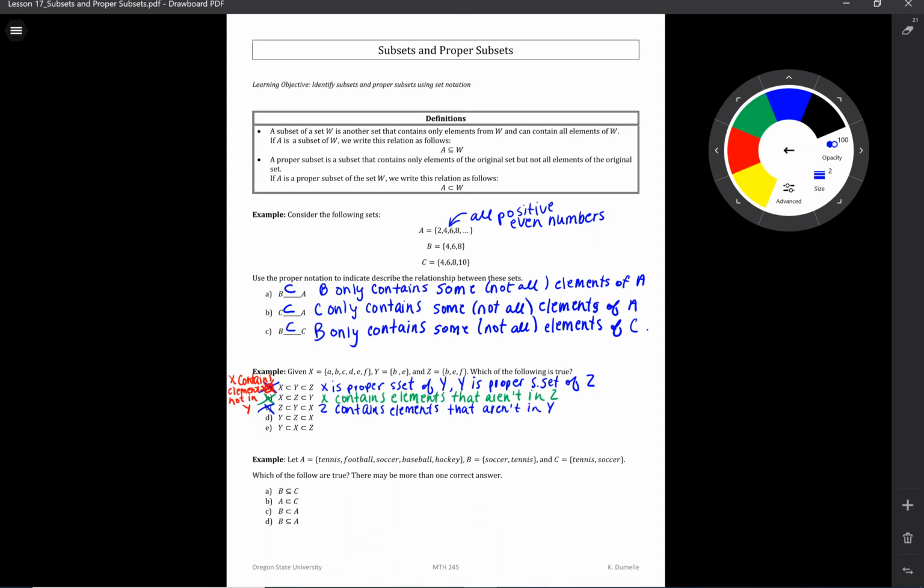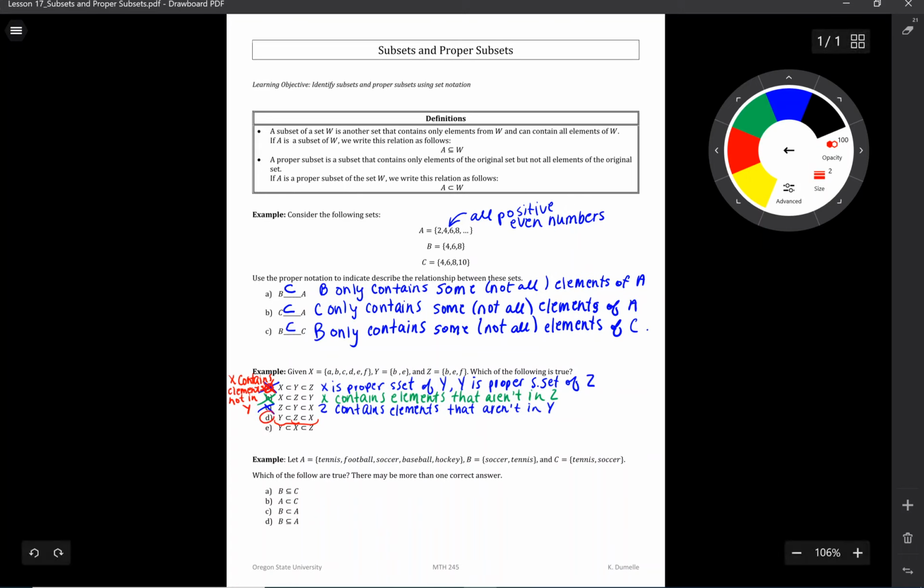All right. D says Y is a proper subset of Z is a proper subset of X. So are all of the elements in Y also in Z? Yes, that is true. Y only contains elements that are also in Z. So I know that this first thing is true. And then what about Z is a proper subset of X? Does Z only contain elements that are in X? Yes, that is also true.